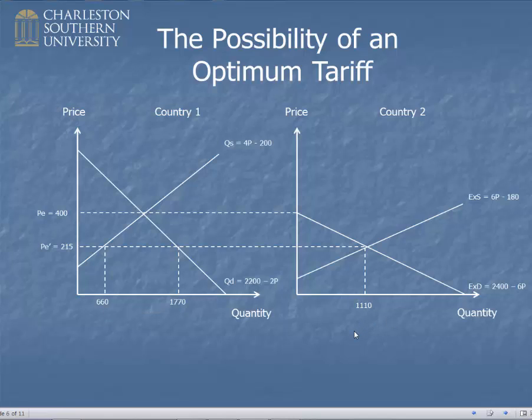Now let's put on the tariff. So this is a simple per unit tariff.